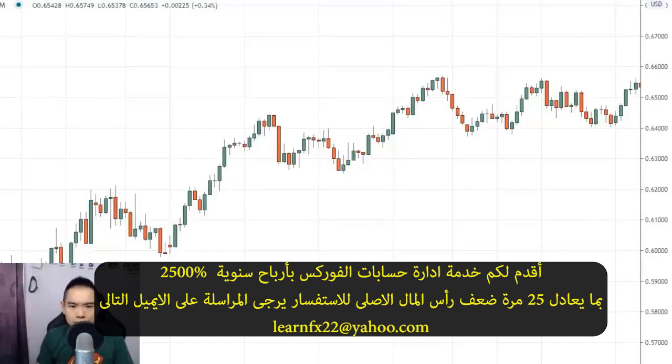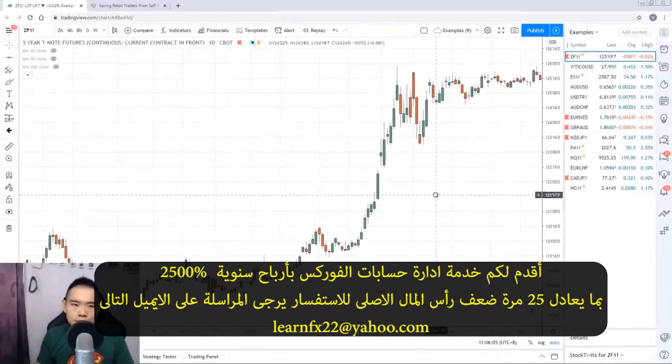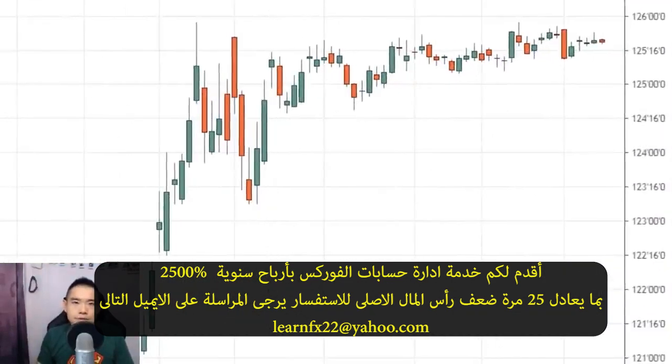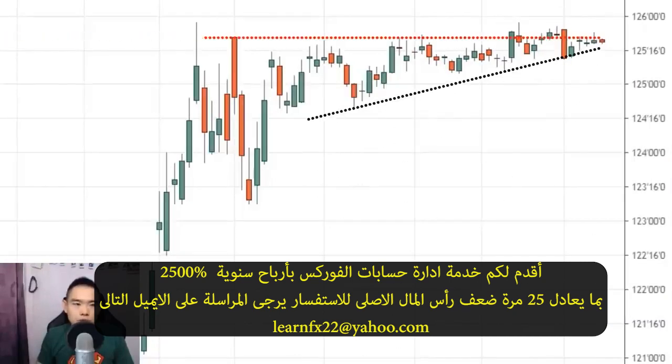And just one final example, looking at this one over here. This is the 5-year bond futures. Again, you can see the potential ascending triangle being formed, with higher lows into these highs. So let's say the market breaks out of this ascending triangle. At which price point would this chart pattern be invalidated? Is it over here? Is it over here? Or is it over here?